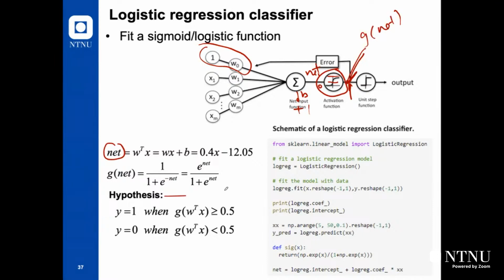You can add those hypotheses for classification. y will be 1 if this value is greater than or equal to 0.5. Otherwise, it will be 0.